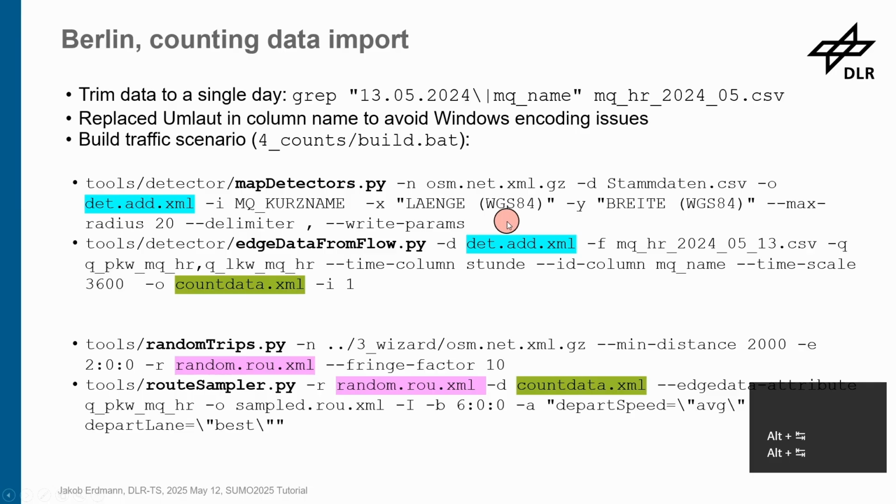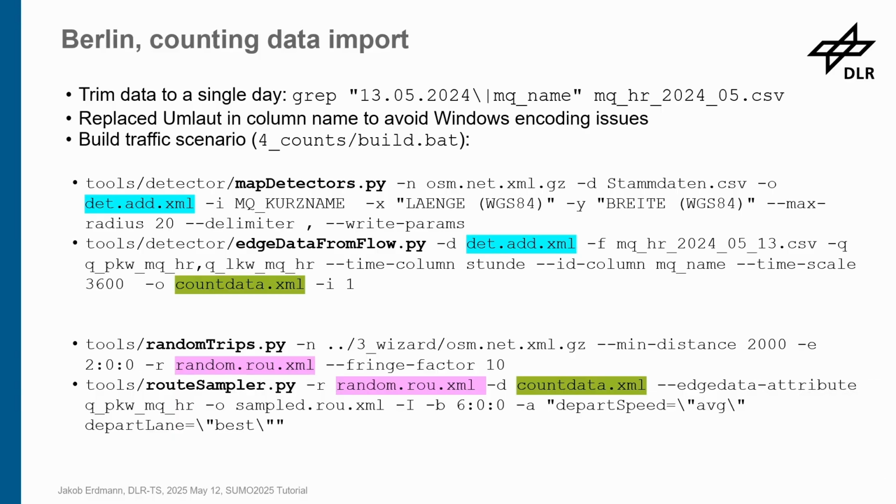So every column in this data file that tells us something about when this detector was last serviced or whatever it does, we just put this into this file so we can see it in the Sumo GUI.